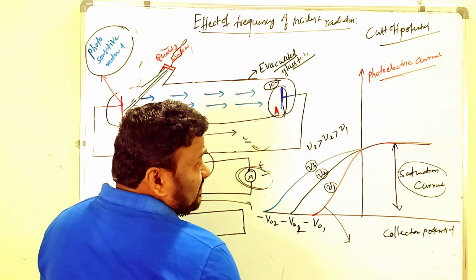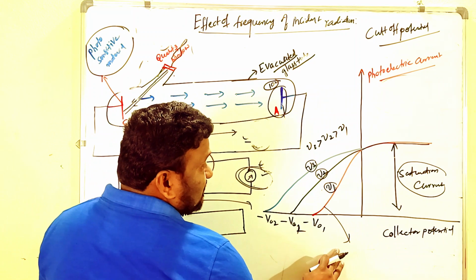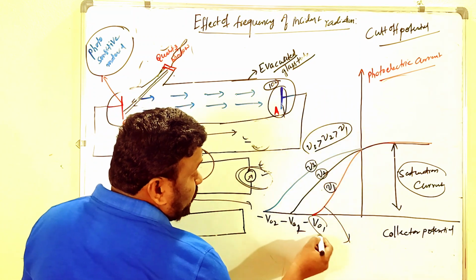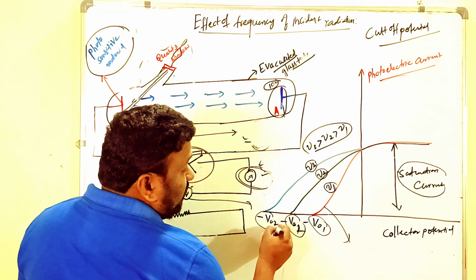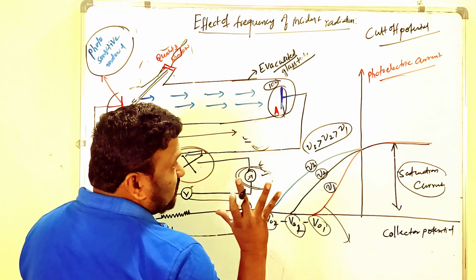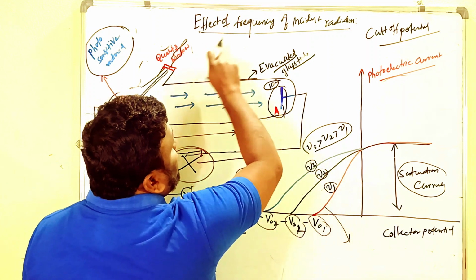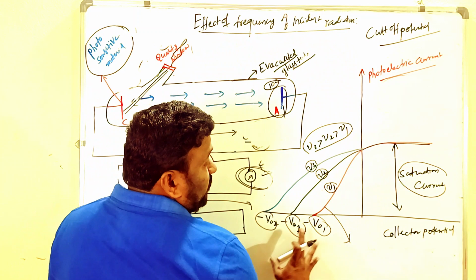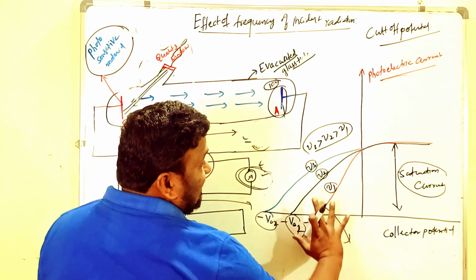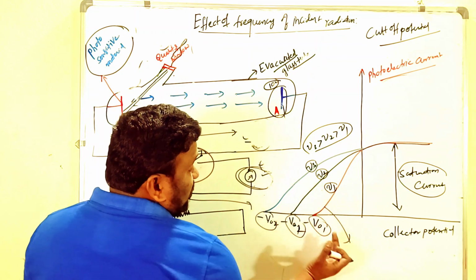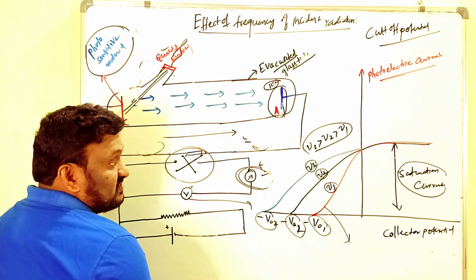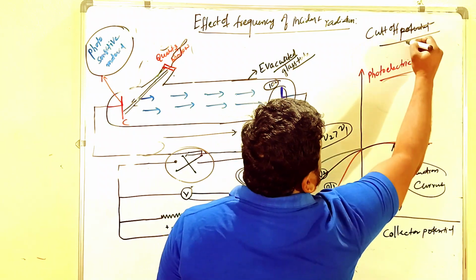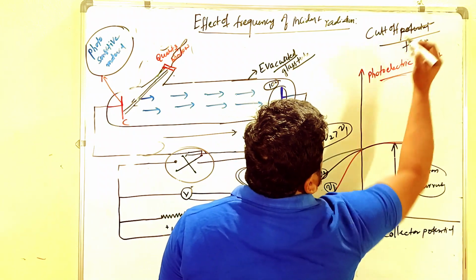From this graph, you have to say that different frequencies of radiation have different stopping potentials. Clear? The main point to understand from this graph is the relation between the frequency of incident radiation and photocurrent. When the frequency increases, the stopping potential value also increases. For every stopping potential, there is one cutoff frequency.